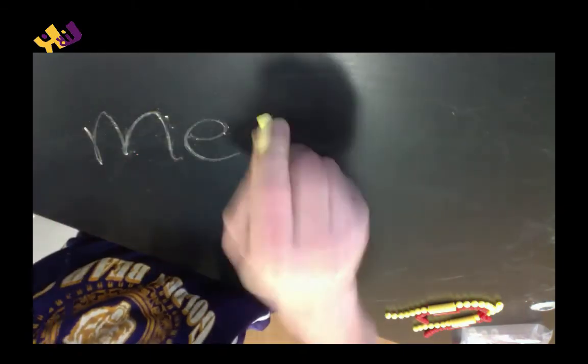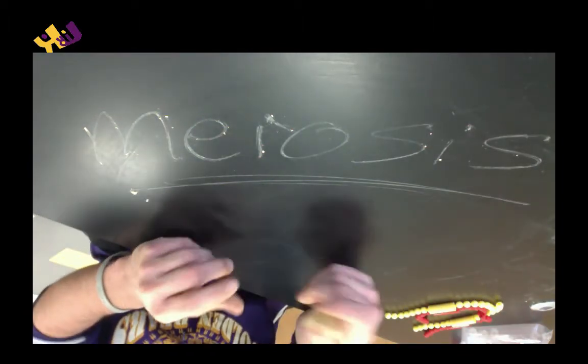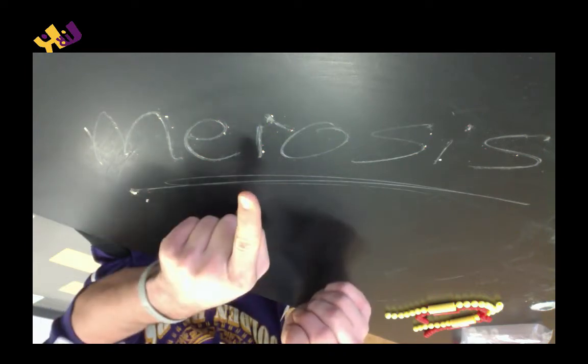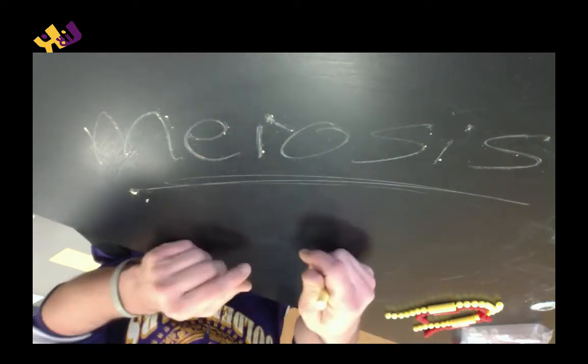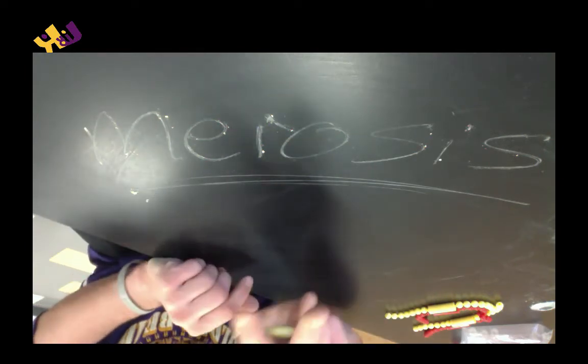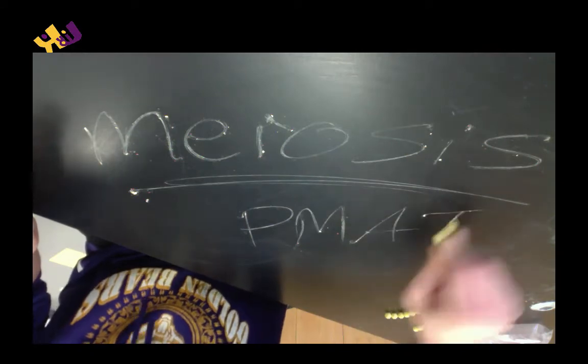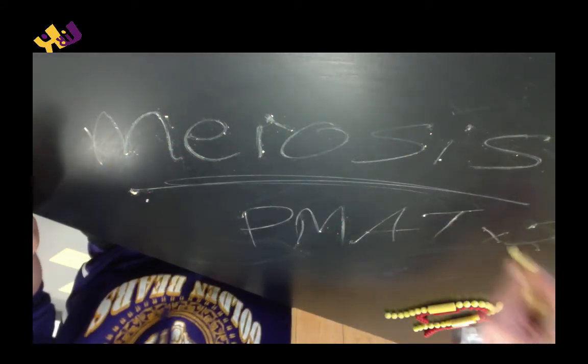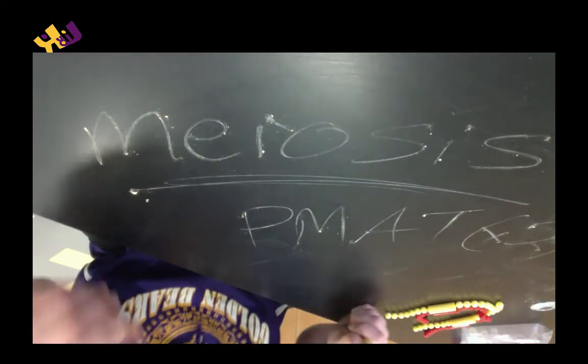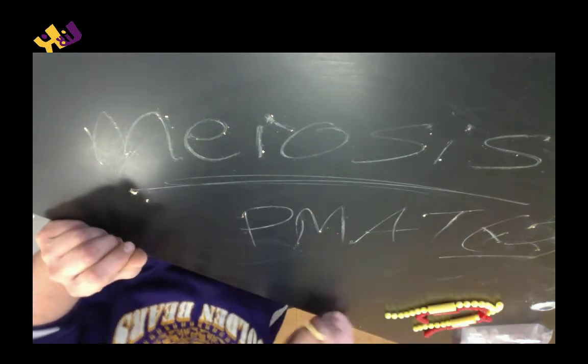Okay, so you may have just watched mitosis, but now we're going to go into meiosis. In meiosis, we're going to do replication once during S phase in interphase of the cell, and then we're going to go through two cell divisions. So we're basically going to go through our PMAT process times 2. So it's PMAT times 2.